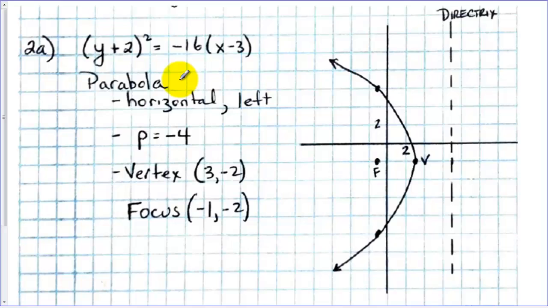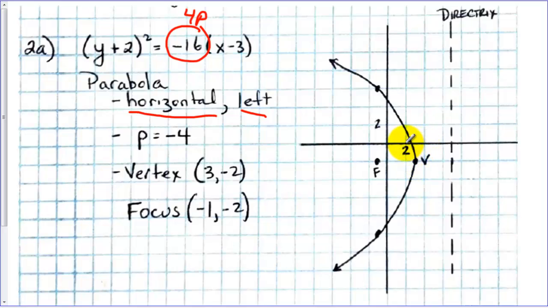So if we use that to graph our first problem, the y is squared, so that tells us it's horizontal. And remember this in the template, that part is our 4 times p. So p is -4 going to the left. And this is x minus h, so our vertex is at 3, and we take the opposite of that. So we started the vertex here at 3, -2.